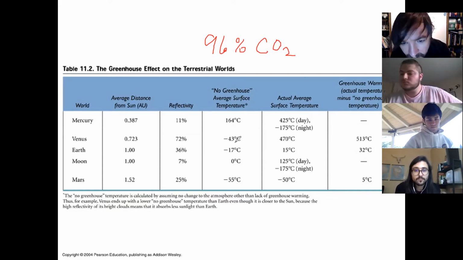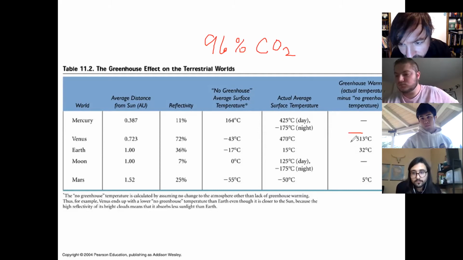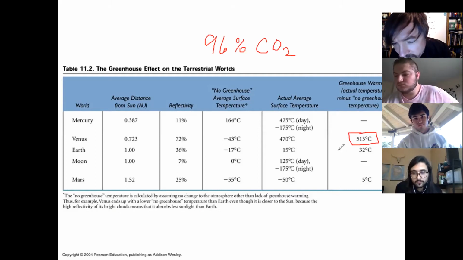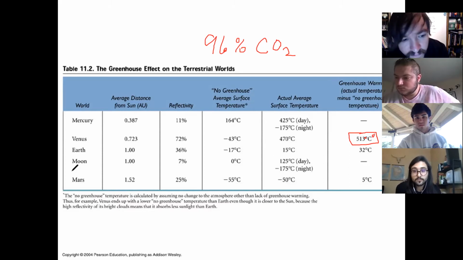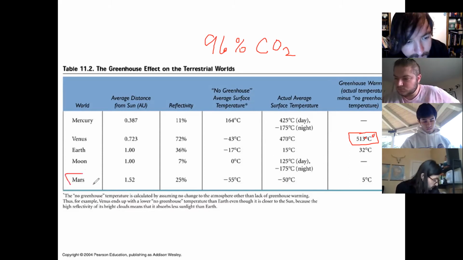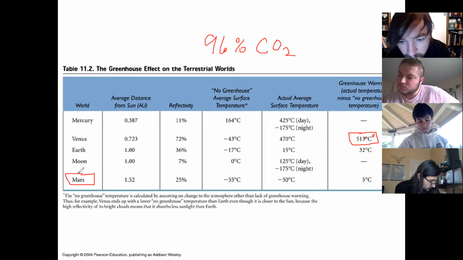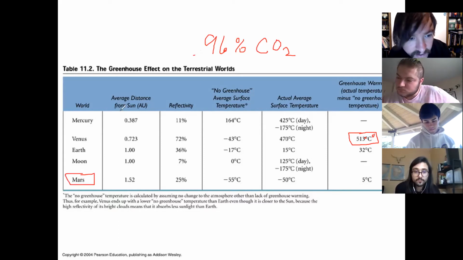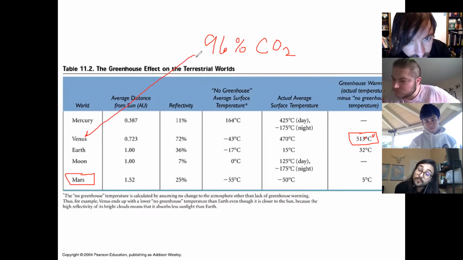And that's why its net change from the greenhouse effect is a change of 500 Celsius degrees, which is crazy, right? Hey, Noah, what's the composition of Mars's atmosphere? Same thing, pretty much. Yeah, it's also 96% CO2.